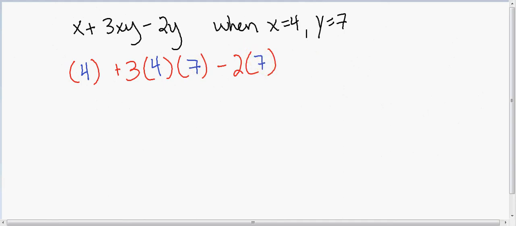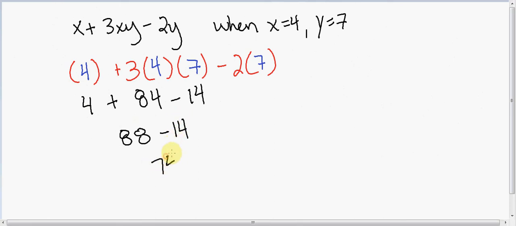Now from here, I just want to use the order of operations. So I have a 4 plus 3 times 4 times 7. I want to do that multiplication. That gives me 84. Minus 2 times 7, I'll do that, 14. Now I'm going to take two numbers at a time, going from left to right since I'm down to addition and subtraction. So I ended up with 88 minus 14, and when I subtract, my final answer is 74. So I've just evaluated the variable expression when x is equal to 4 and y is equal to 7.